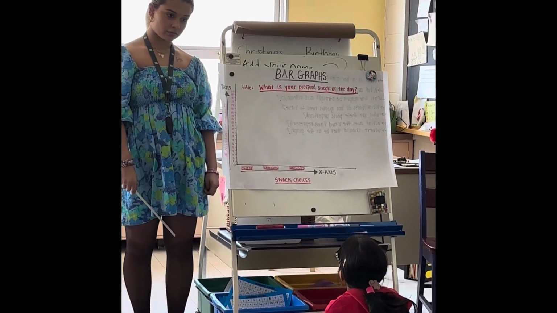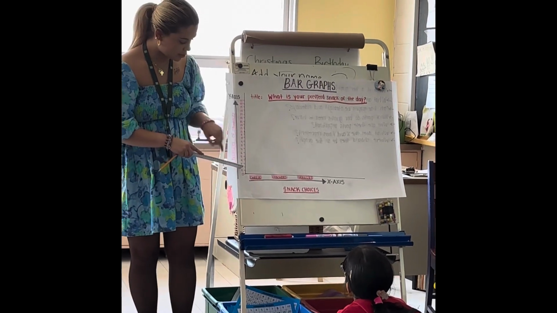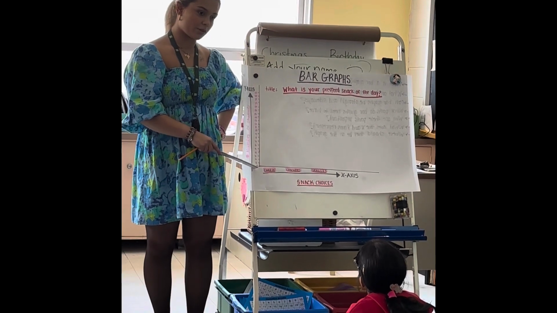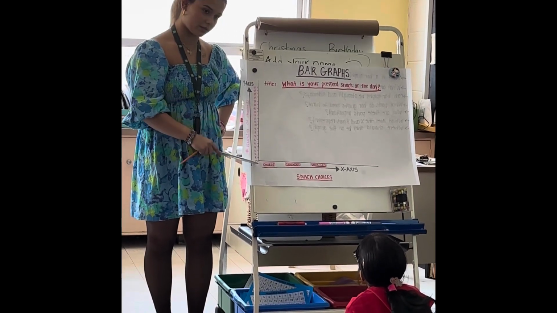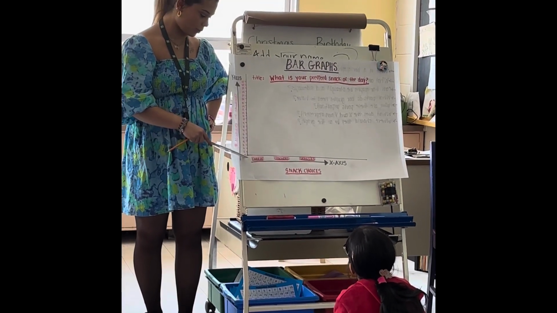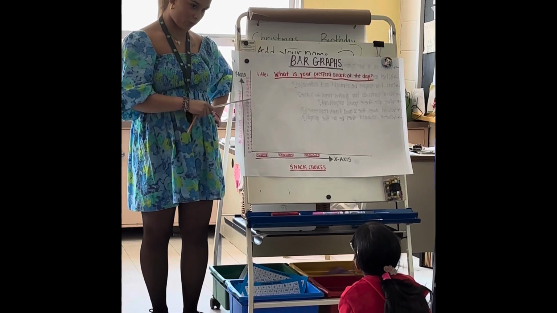Look at the numbers. Remember what I said about the scale and it being able to identify where the numbers are? So what is this number going up by? 1. So did you see that when it started at 0 and it went 1, 2, 3? Were you able to identify that this bar graph is going up by 1?